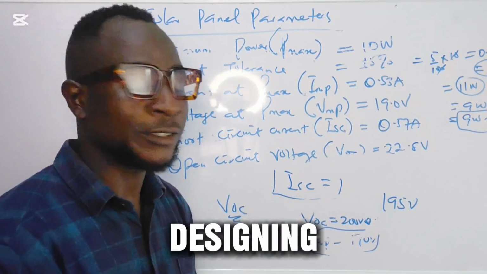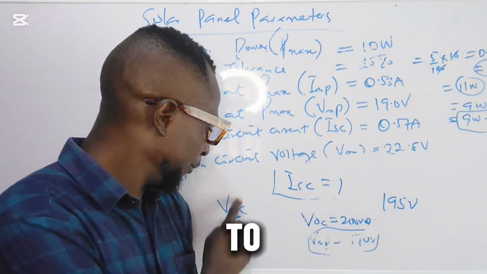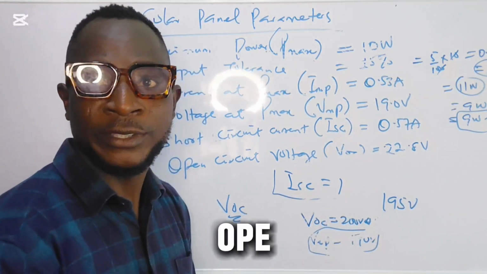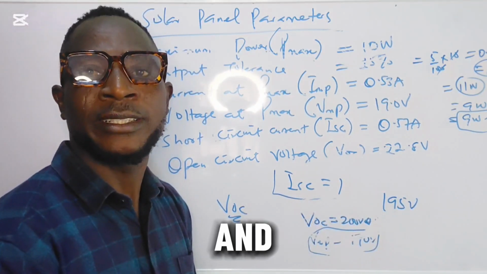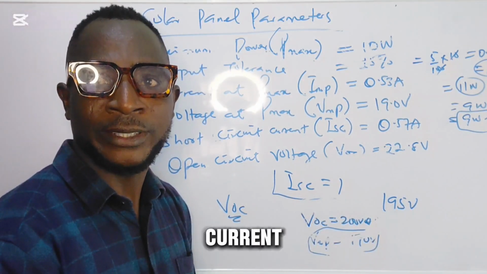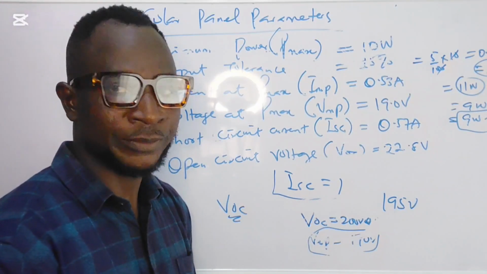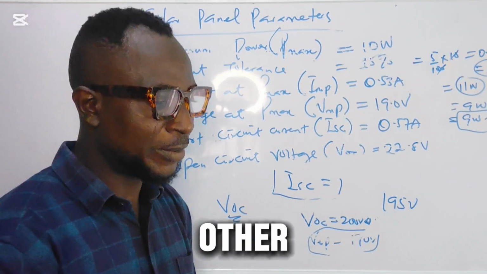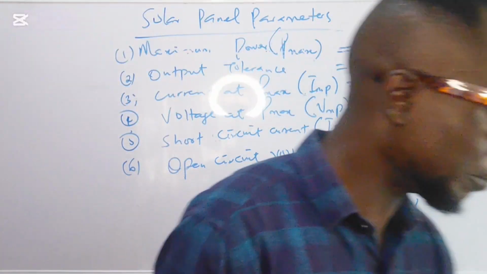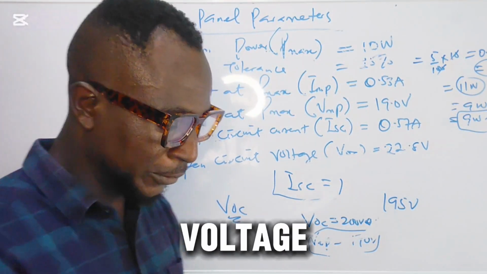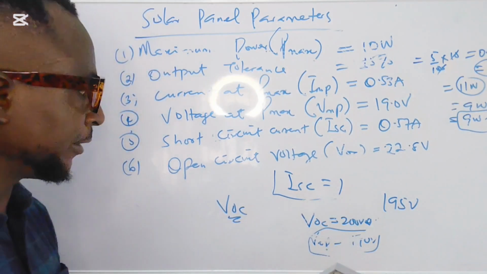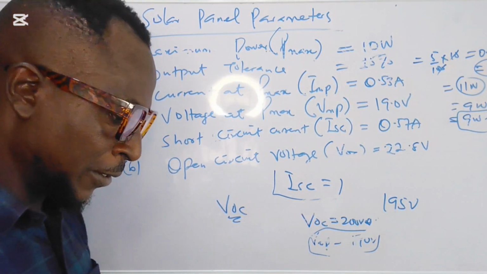So if you are designing your system, you have to pay attention to the open circuit voltage and the short circuit current. Very, very important. Other parameters we'll be discussing are the maximum system voltage and the maximum series fuse rating.